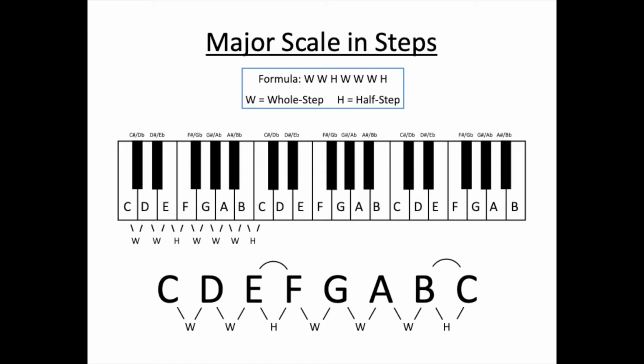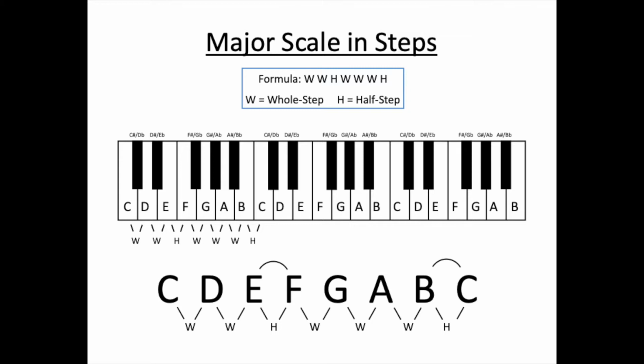On the piano keyboard, you'll see where that formula comes from. So C to D, we're skipping a black key. There's a black key between those two, so that's a whole step. D to E, we're skipping a black key, so that's another whole step. E to F, there's no black key between them, so it's a half step. F to G is a whole step, G to A is a whole step, A to B is a whole step, and B to C is a half step.